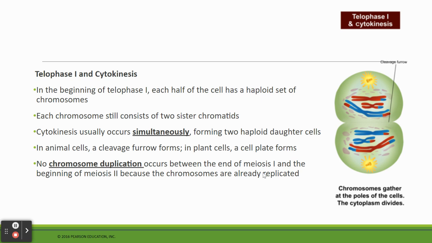Now, a key difference here too is that there is no chromosome duplication between the end of meiosis 1 and the beginning of meiosis 2 because we already did it. We already replicated all the chromosomes that we needed to before we started meiosis 1. So we don't need to do it again for meiosis 2. It's already been done.